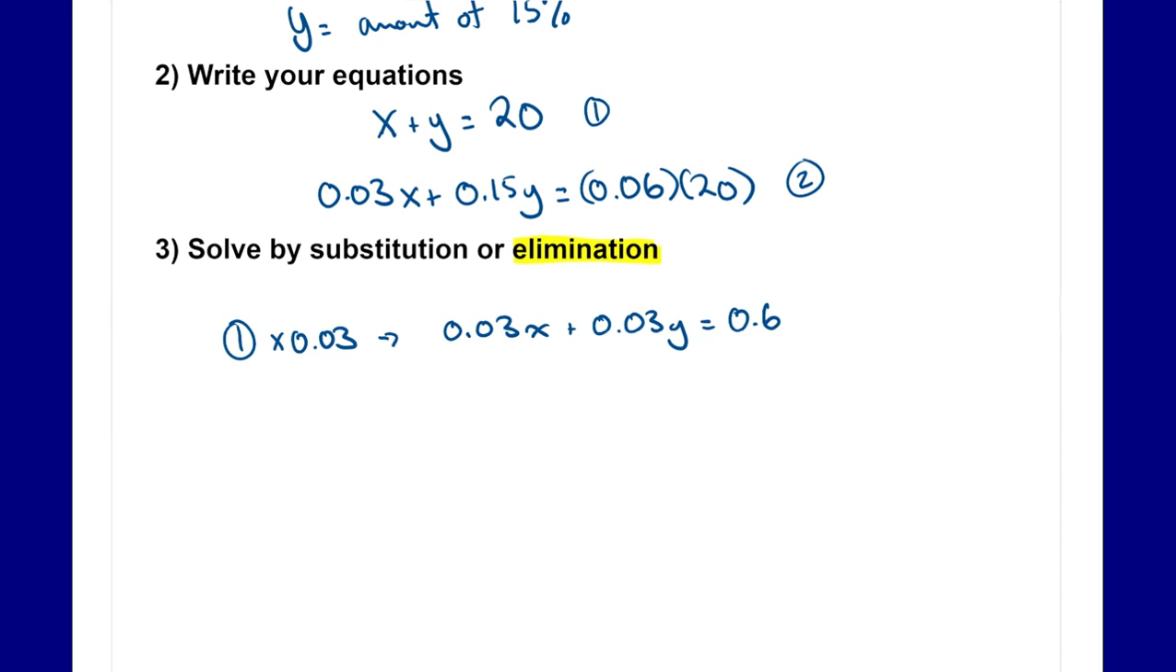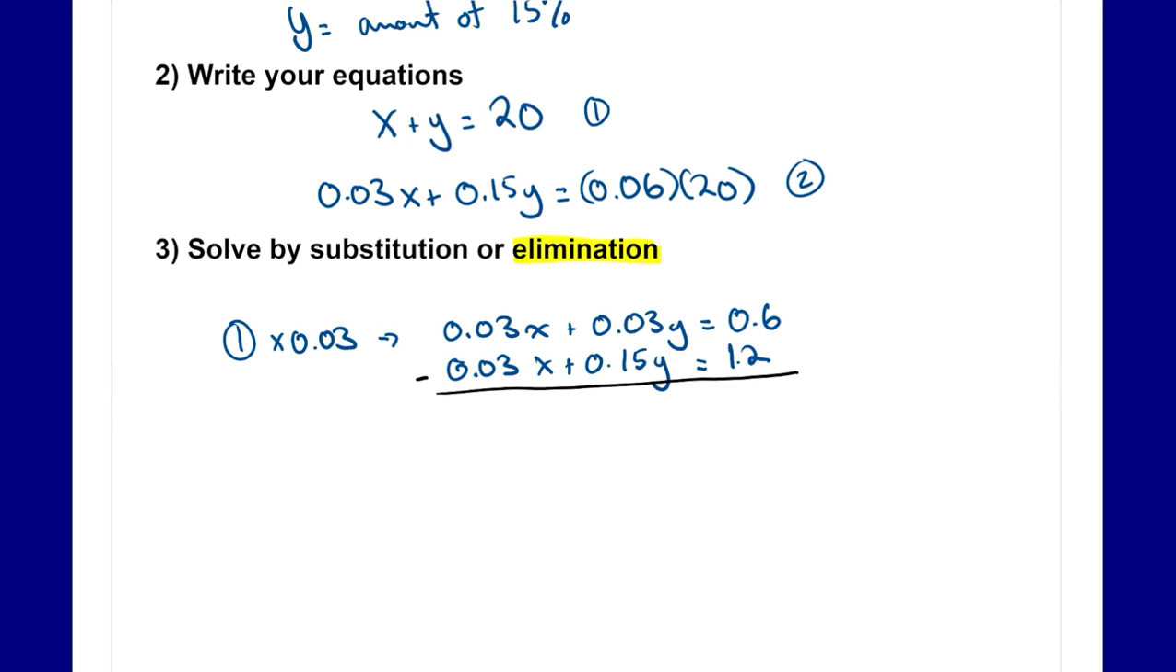I'm going to have equation 2, so 0.03x plus 0.15y is equal to 0.06 times 20. I'm going to simplify that first, which is 1.2. Now, if I look at this, the values in front of x are the same. So now I need to think about, do I add or subtract these two equations? Well, the signs in front of the x's are the same, so I'm going to subtract.